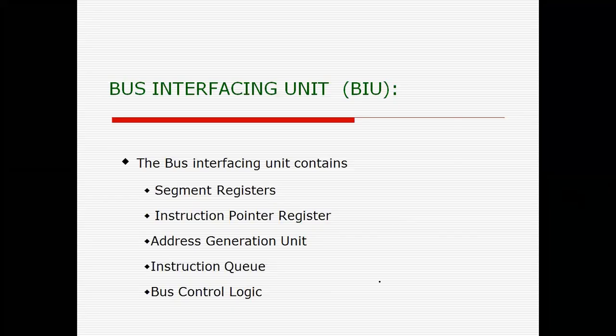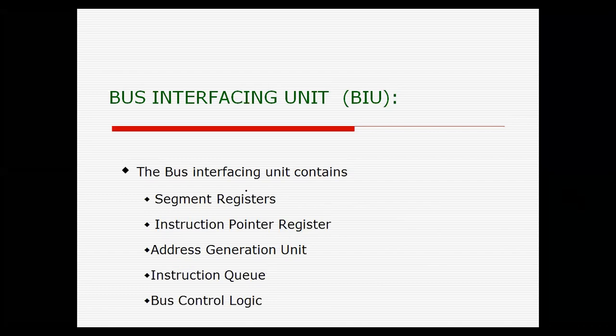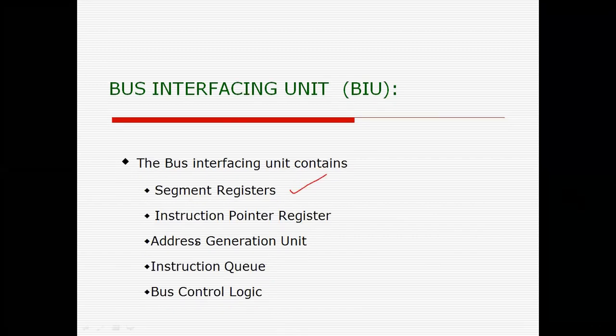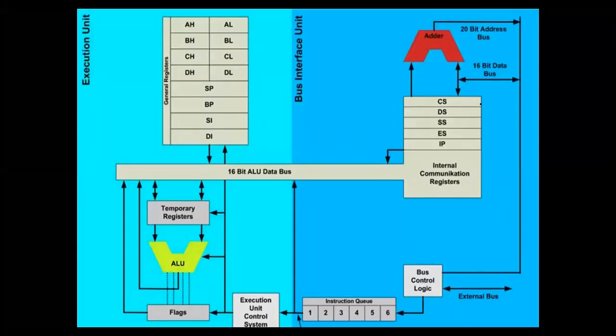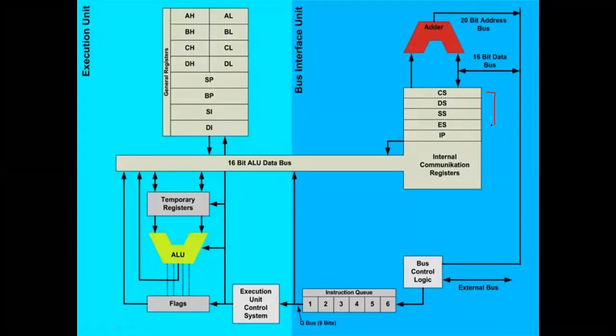Now, what are the functional parts of the bus interfacing unit? You can identify it from the diagram. The same thing I have listed here: segment registers, instruction pointer, address generation unit, instruction queue, bus control logic. These are the parts of the bus interfacing unit. See here, these are the segment registers, instruction pointer, address generation unit, bus control logic, and instruction queue.